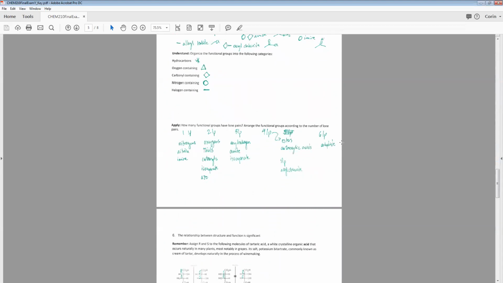Many functional groups have lone pairs. Arrange them according to the number of lone pairs. So this is an exercise that you're well familiar with by now. So those that have only one lone pair versus those that have two versus those that have three. I got overexcited and I shifted right in under the category. So these are the 4 lone pairs, 5 lone pairs are below, 6 lone pairs are over here.